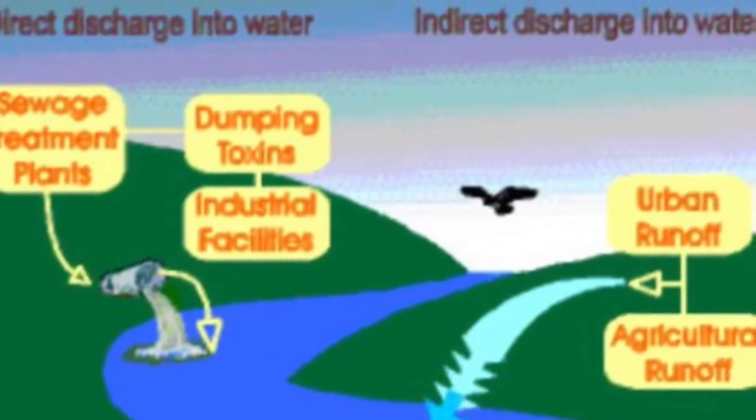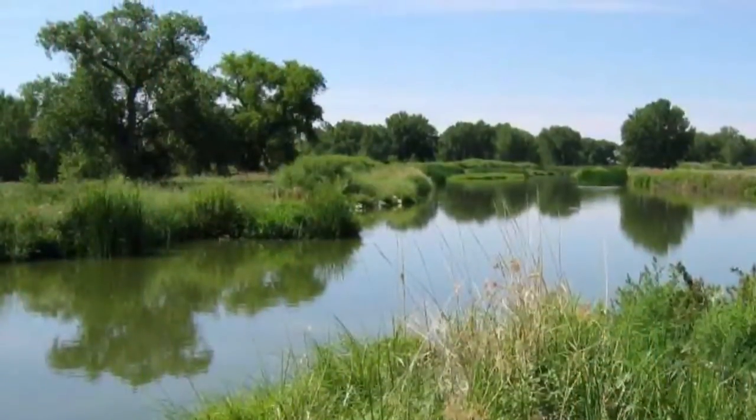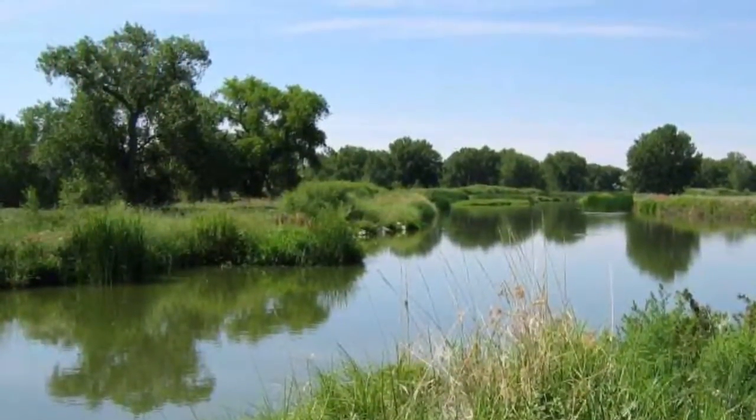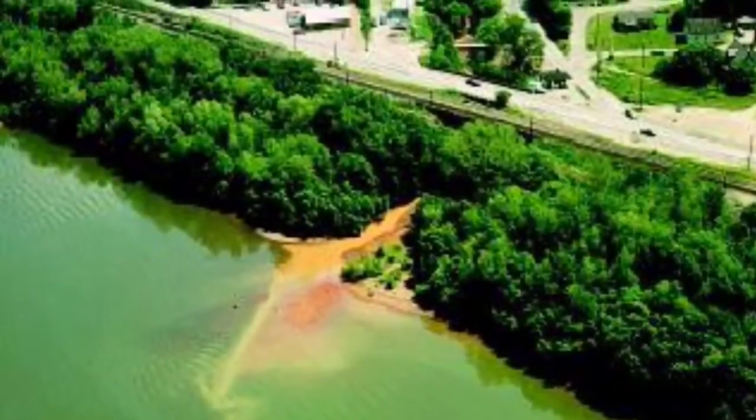Point source, however, would just pour into the surface waters of the watershed. Surface water is the top layer of water in a body of water. It's pretty easy to see point source pollution because it's usually coming from factories. Factories and sewage treatment plants are two examples of this kind of pollution.